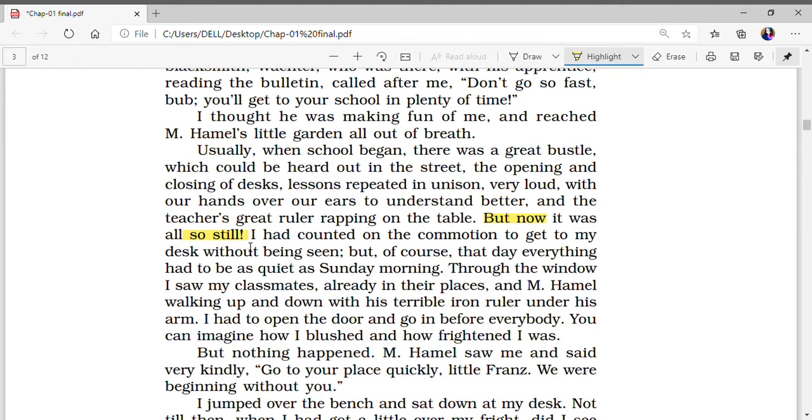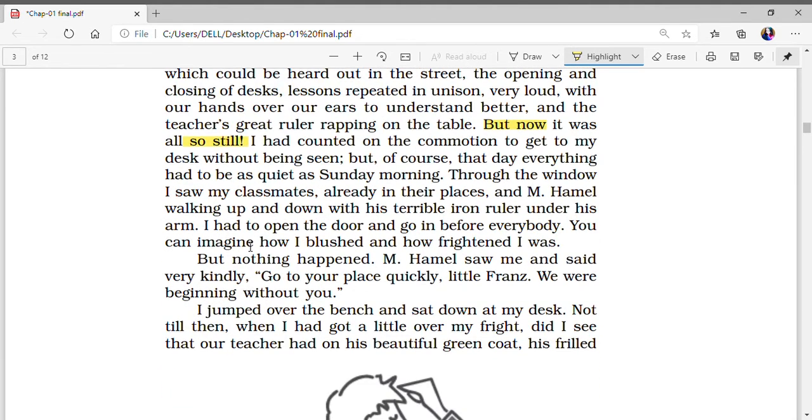So what does this child want? He wants to just slip into the classroom. He just doesn't want to get noticed. Why? Because he is so scared of his teacher. But of course, that day everything had to be as quiet as Sunday morning. Through the window I saw my classmates. And why also can he not do it? Because he has already seen his classmates in their places. So now this boy notices that he just can't do that because there are classmates who are already in their places, so there's nothing that can save him now.